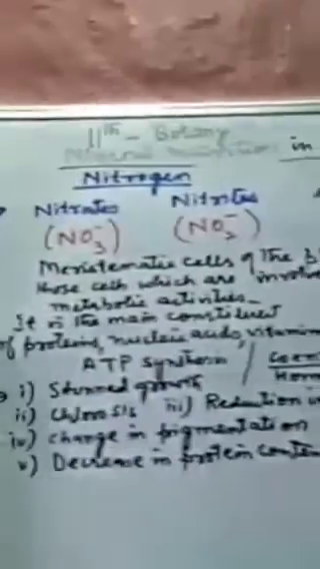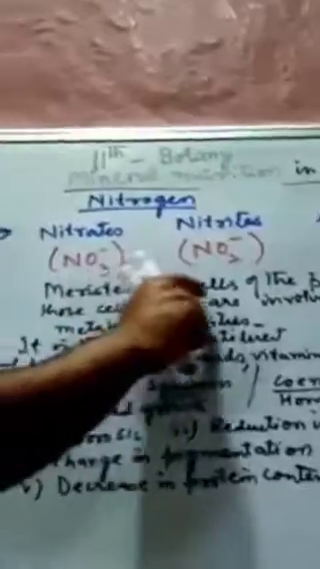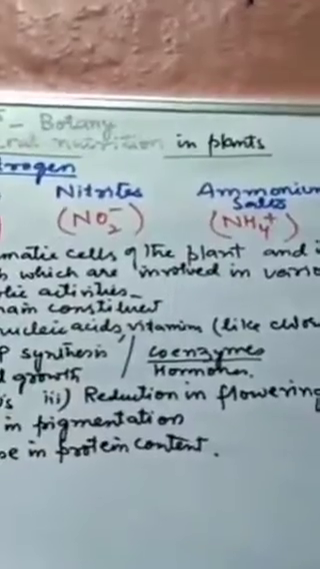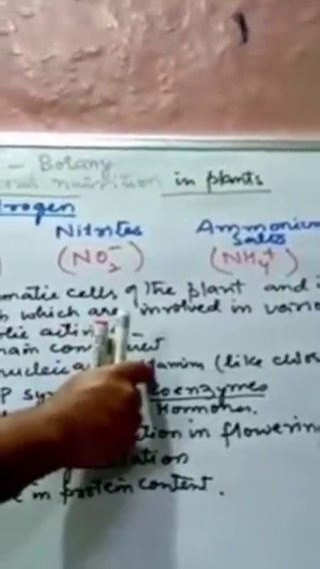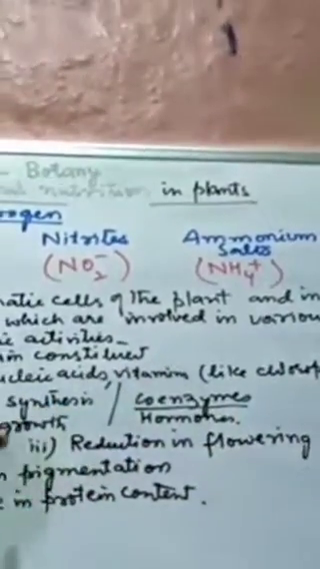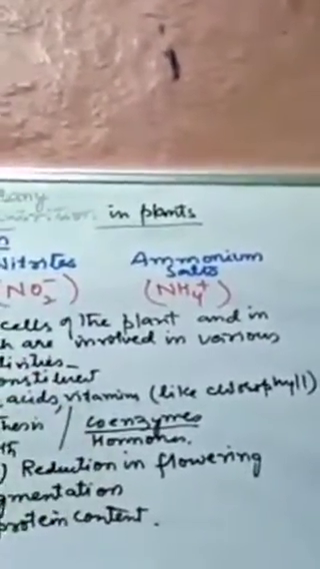So these are the various things we'll see when we describe this nitrogen. We describe in 4 headings. Where in which form it is available to the plant: it is available to the plant in two different forms, nitrates and ammonium salts. Where it is required: it is mainly required in the meristematic cells, and in those cells which are involved in various metabolic activities. What is its function? It is the main constituent of proteins, nucleic acid, vitamins, and various organic substances like chlorophyll. It plays an important role in the ATP synthesis. It is involved in the formation of many coenzymes and hormones.